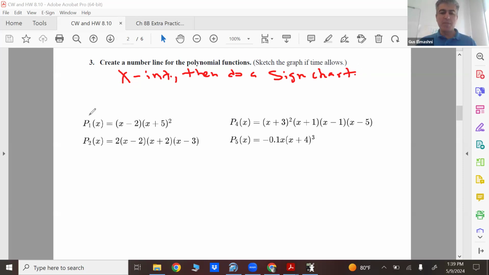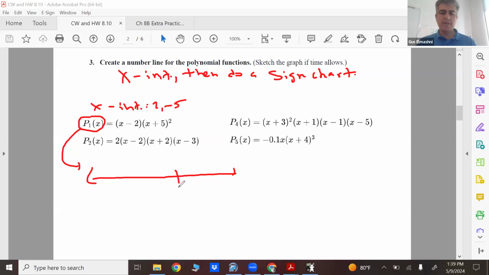But here's what we're going to do for P1. I'm not going to do all these because this will take too long. So here's what you do. You locate the x-intercepts. Where are the x-intercepts here, guys, for P1x? 2. Perfect. Good. Then what you do is you test values in each interval.